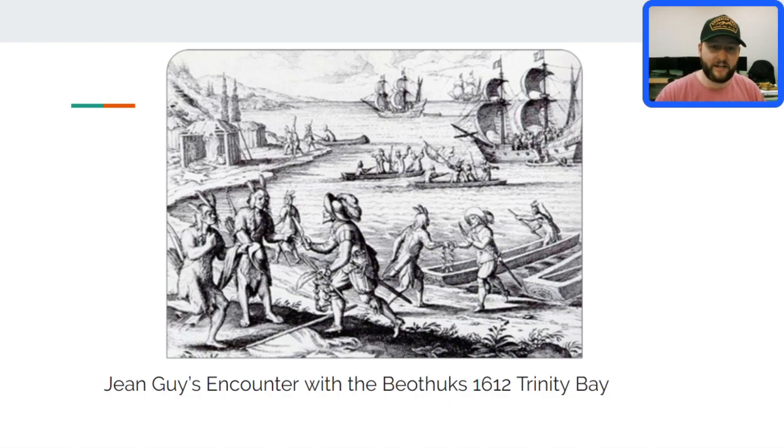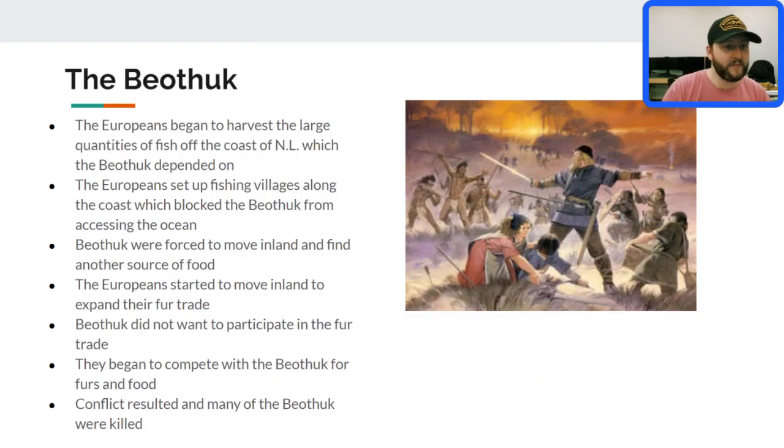So another famous image here, right? John Guy's encounter with the Beothuk in 1612 in Trinity Bay. Again, this is when things were pretty amicable. They were trading back and forth, right? Soon times, though, we began to have the conflict as politics and economics started to kind of mix, all right? So Europeans began to harvest large quantities of fish off the coast of Newfoundland, which the Beothuk people depended on, all right? So Europeans set up fishing villages along the coast, which blocked the Beothuk from accessing the ocean, all right?